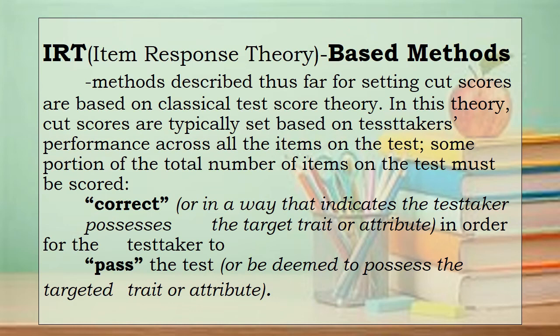IRT, or Item Response Theory-based methods. Methods described thus far for setting cut scores are based on classical test score theory. In this theory, cut scores are typically set based on test takers' performance across all the items on the test. Some portion of the total number of items on the test must be scored correct, or in any way that indicates the test taker possesses the target trait or attribute, in order for the test taker to pass the test or be deemed to possess the targeted trait or attribute.